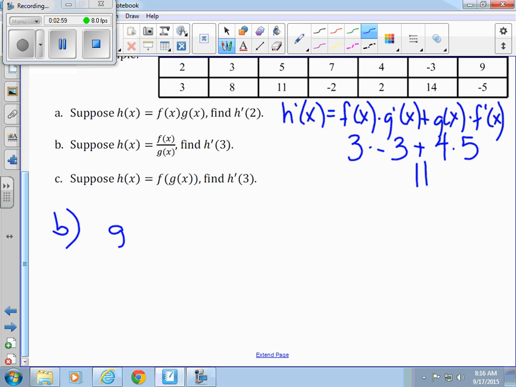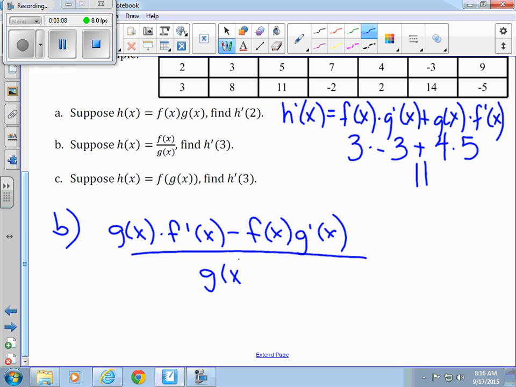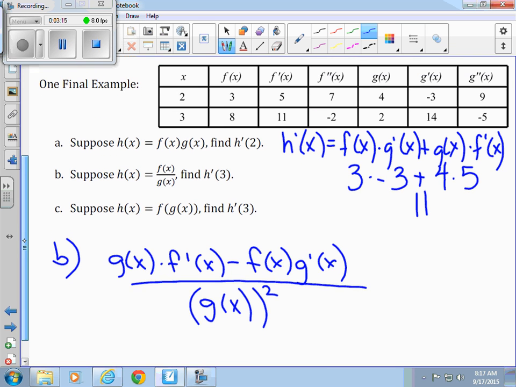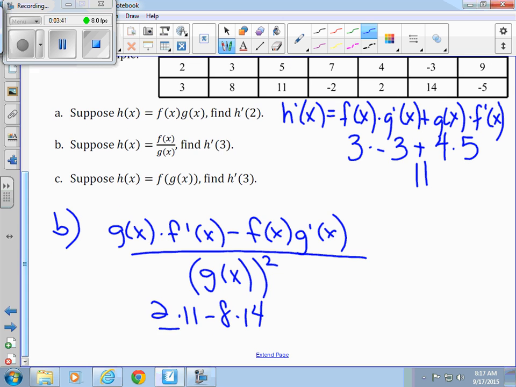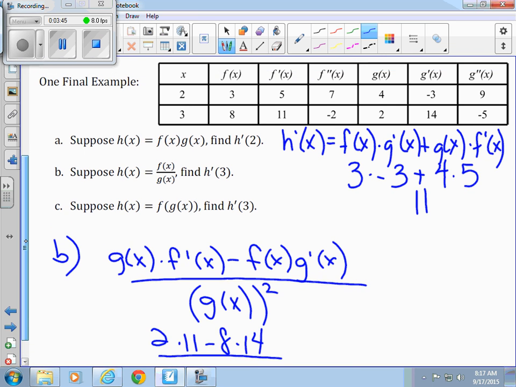Okay, part B, low D high, minus high D low, over low squared. f of 3... g of 3 is 4. f prime of 3, oh, I lied, it's 2. f prime of 3 is 11. f of 3 is 8. g prime of 3 is 14. g of 3 is 2.